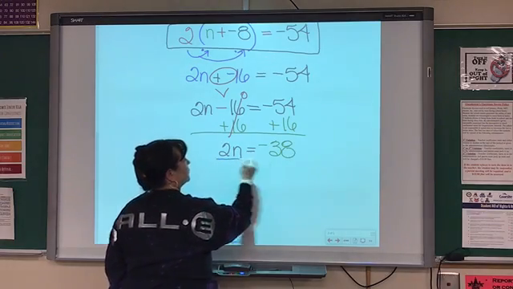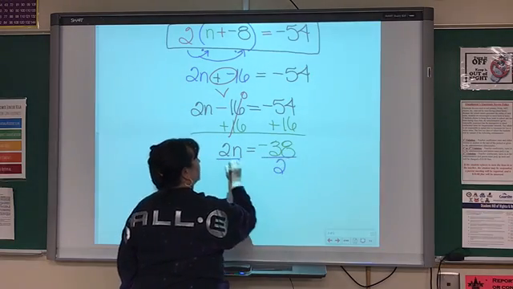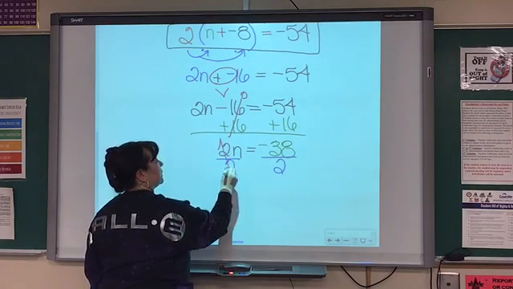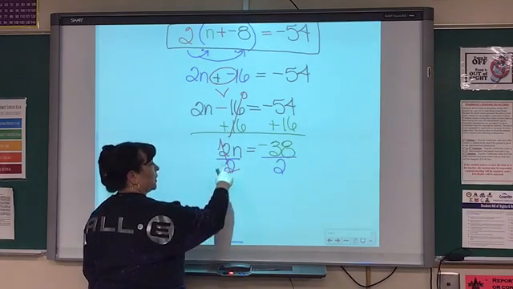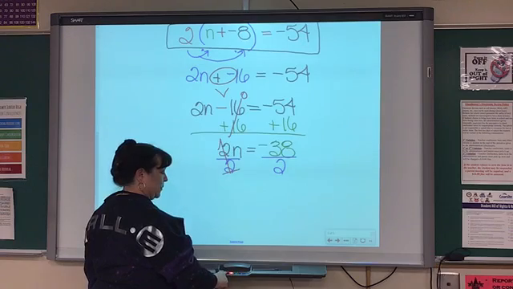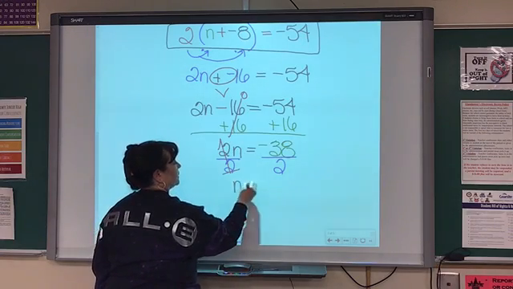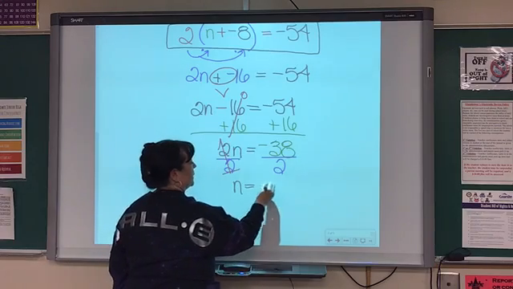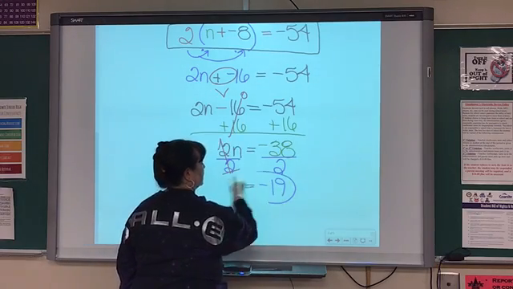I'm then going to undo my coefficient. I'm going to divide both sides by 2. 2 halves is 1. 1n is the identity property of multiplication. Leaves me with n. Negative 38 divided by 2 is negative 19.